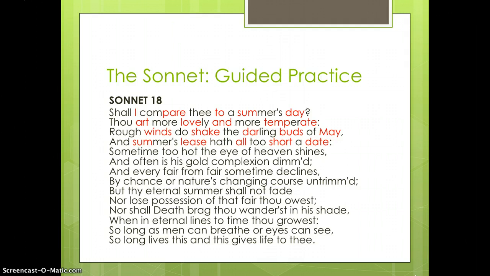Here's what it says. Shall I compare thee to a summer's day? Thou art more lovely and more temperate. Rough winds do shake the darling buds of May, and summer's lease hath all too short a date. Sometime too hot the eye of heaven shines, and often is his gold complexion dimmed, and every fair from fair sometime declines, by chance or nature's changing course untrimmed.